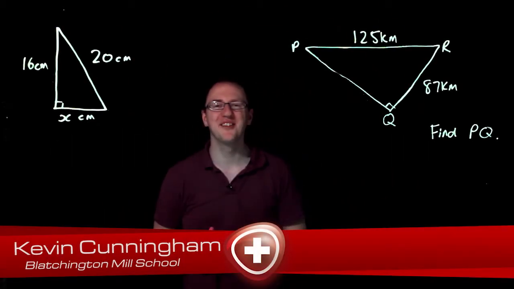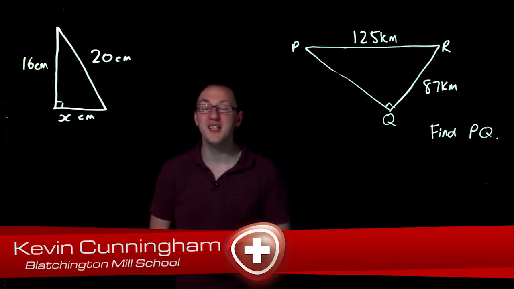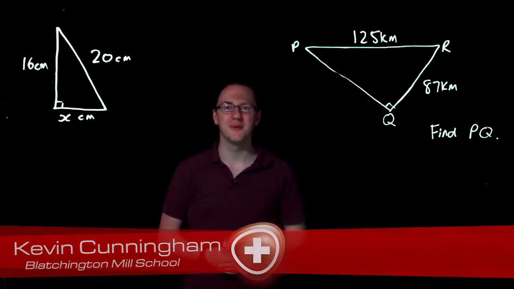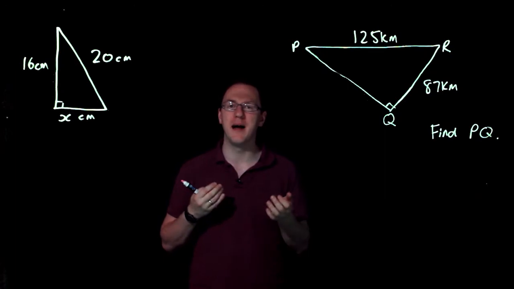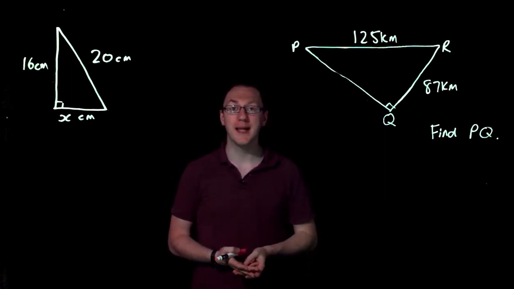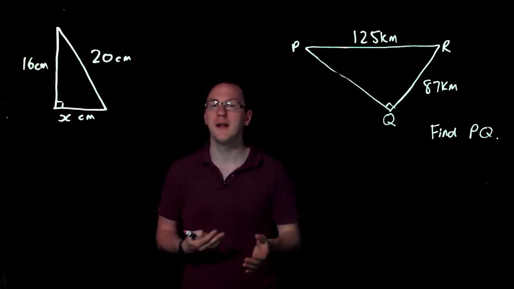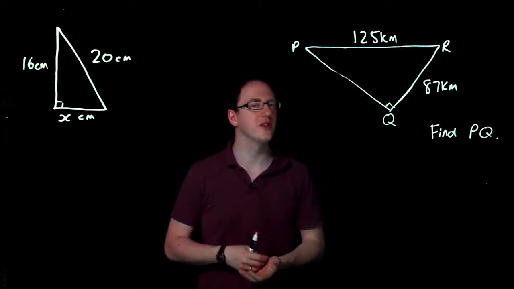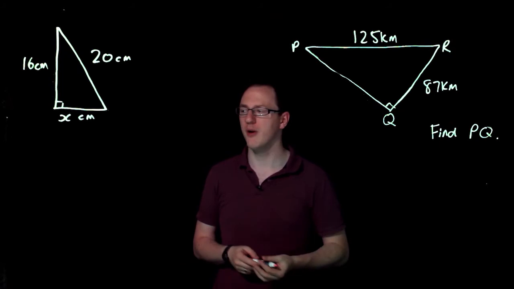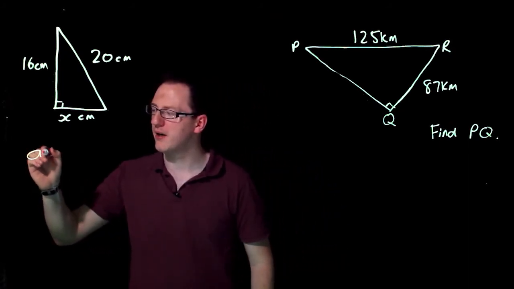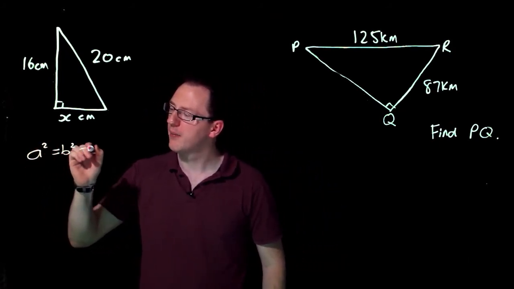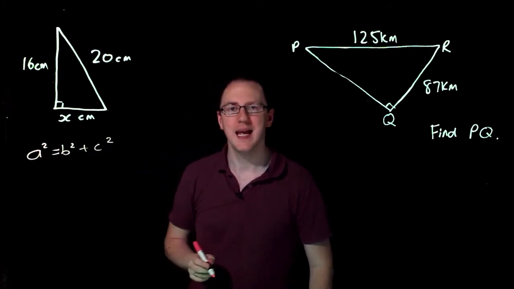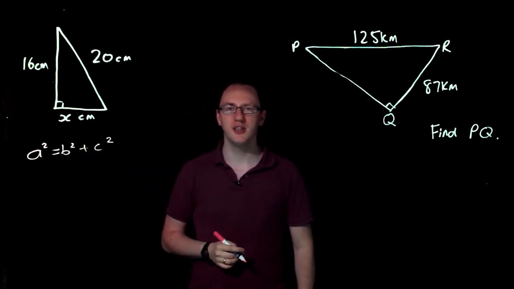Okay, so we have some right angle triangles with two sides that we know and one side that we're trying to find out. And that tells us that we're going to use Pythagoras' theorem. Now, Pythagoras' theorem tells us that the square of the hypotenuse is equal to the sum of the square of the other two sides. Or written with algebra, that's a squared equals b squared plus c squared, where a, one on its own, is the hypotenuse.